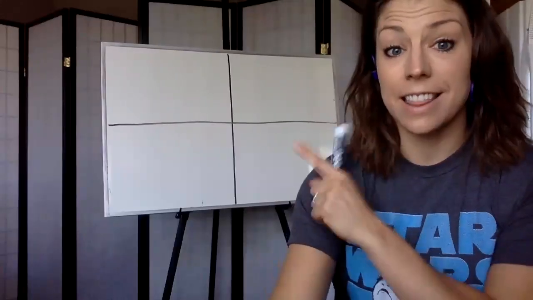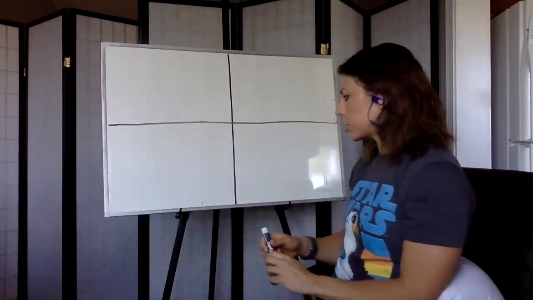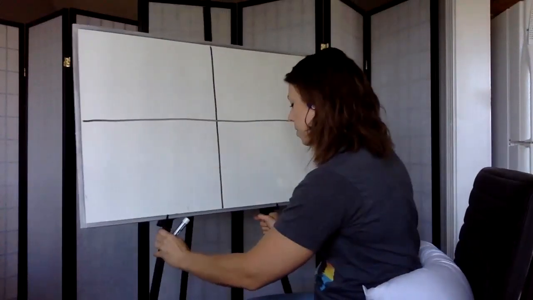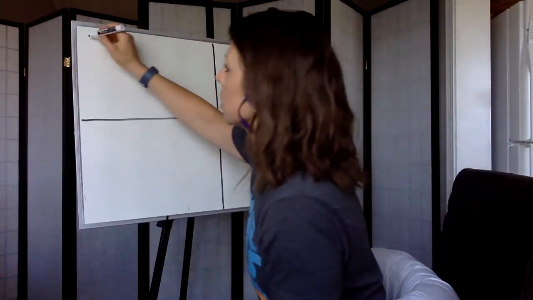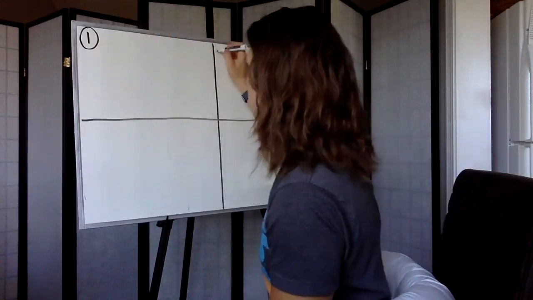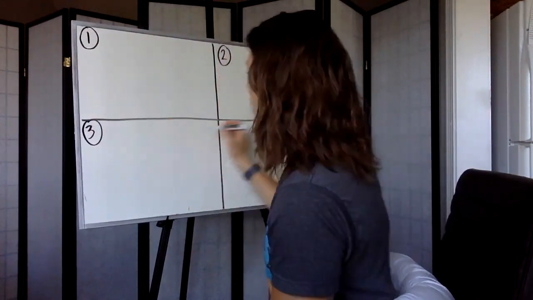So in our warm-up for this video, what you're going to need is a piece of paper, and you're going to take that piece of paper and divide it into 4 quadrants, just like this. Now, we're going to do a problem in each quadrant. So go ahead and number each quadrant 1 through 4. We can start over here, 1, 2, and the order doesn't really matter, 3, 4.